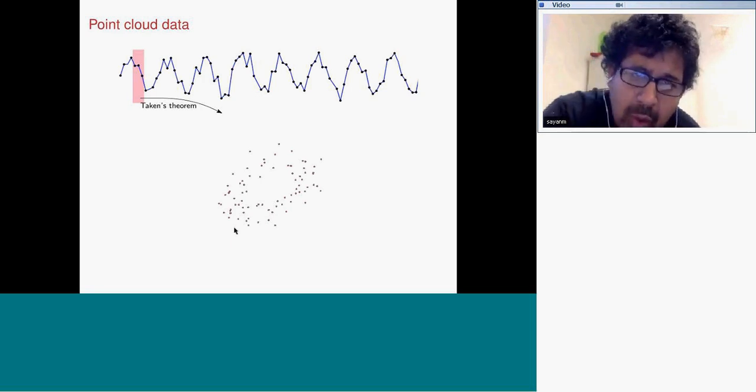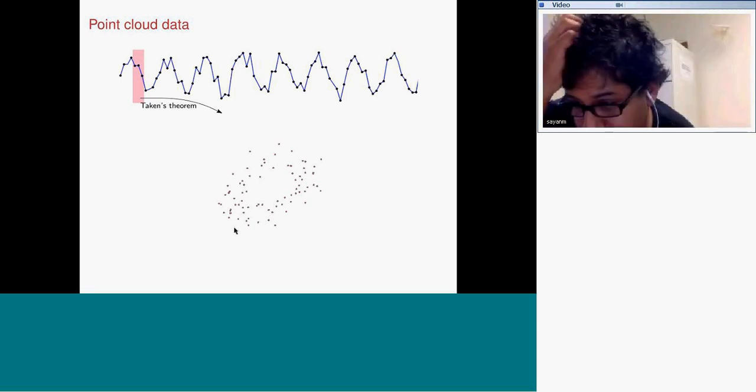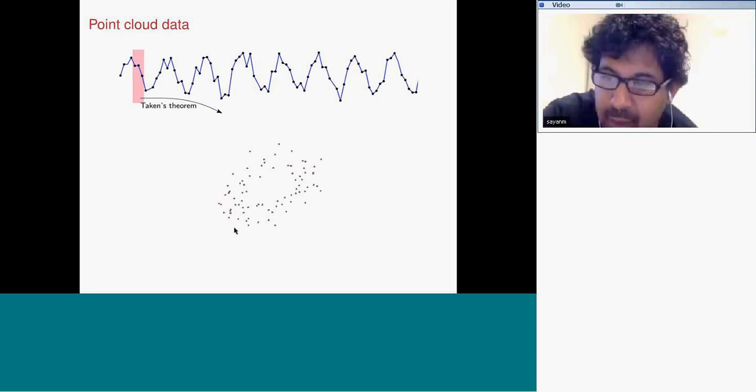Another example of this, one area where people have been doing work, and the work here is really Konstantin Mischaikow's group, I think, has done a lot of really interesting work in thinking about how topological data analysis can affect dynamical systems.